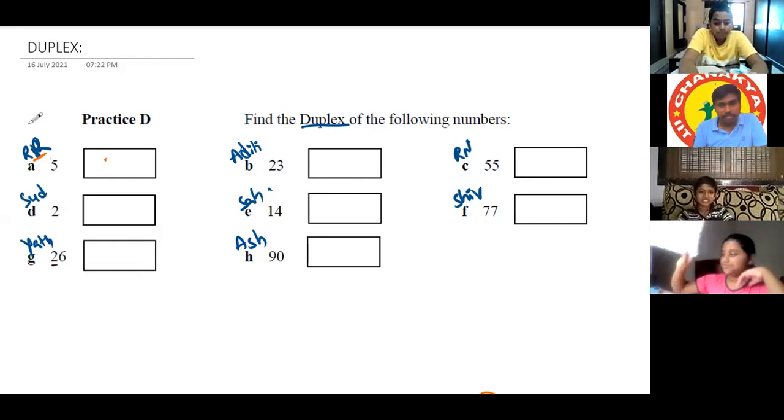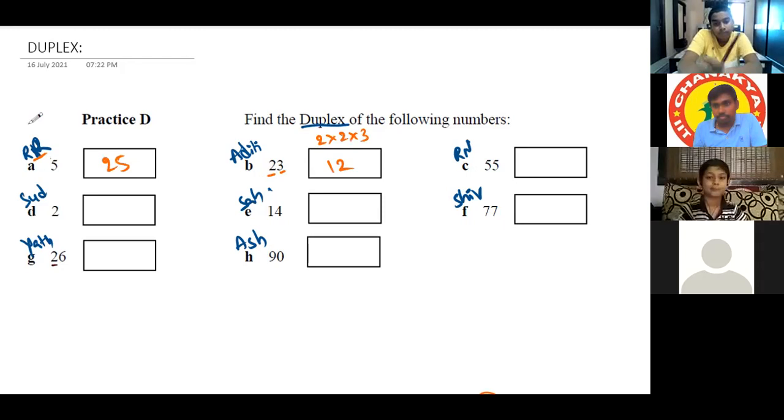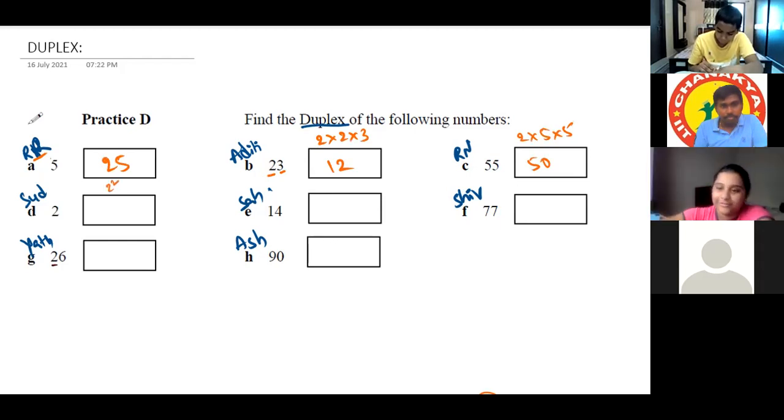So what is the duplex of 5? The 5 into 5 is 25, sir. 5 square, 25. 25. Very good. Aditi, sir, 2 into 1 into 3 is 12. Correct. 12. Ritvik, yes, sir. Sir, 2 into 5 into 5, sir, which is 50. 50, correct. Sudisha, sir, 2 square, 4. Correct. Sahaswita, 2 into 1 into 4, 8. Correct.